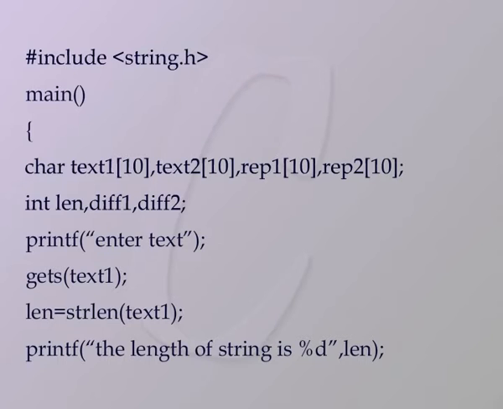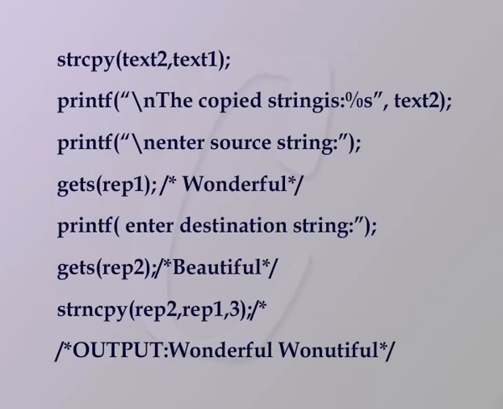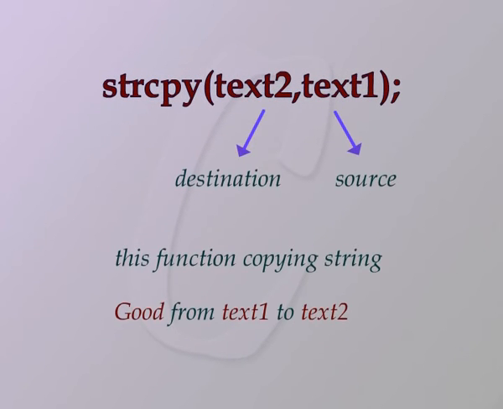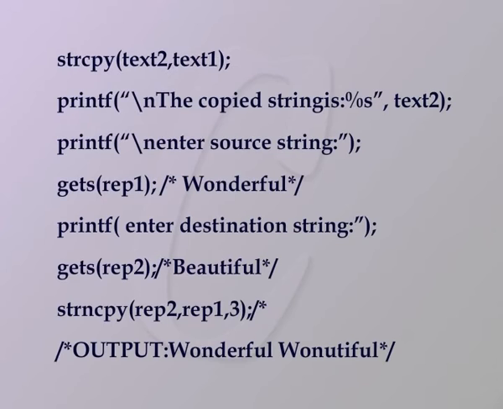Now text1 is containing this value good. Now what I am doing, I am next using the string copy function. Now text1 is containing good, I want to copy it to text2. So text1 is the source and text2 is the destination. So I am copying that string text1 to text2.